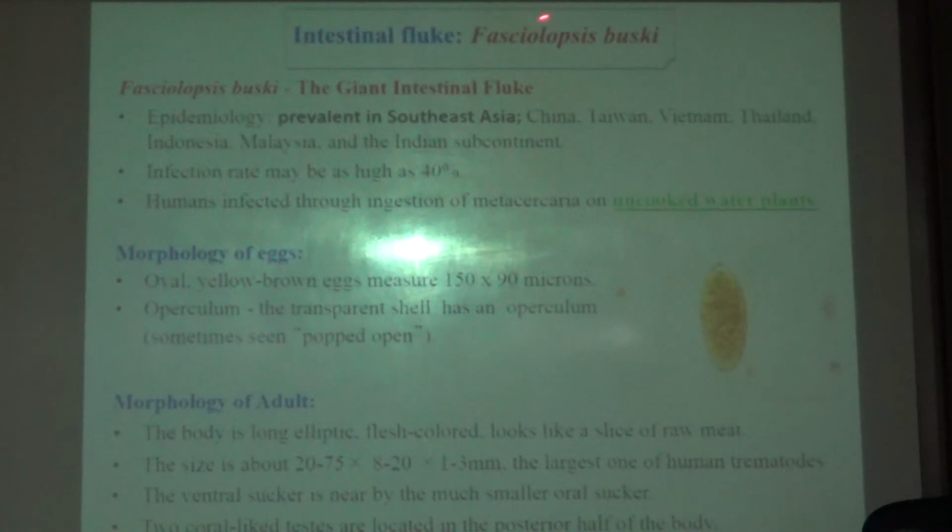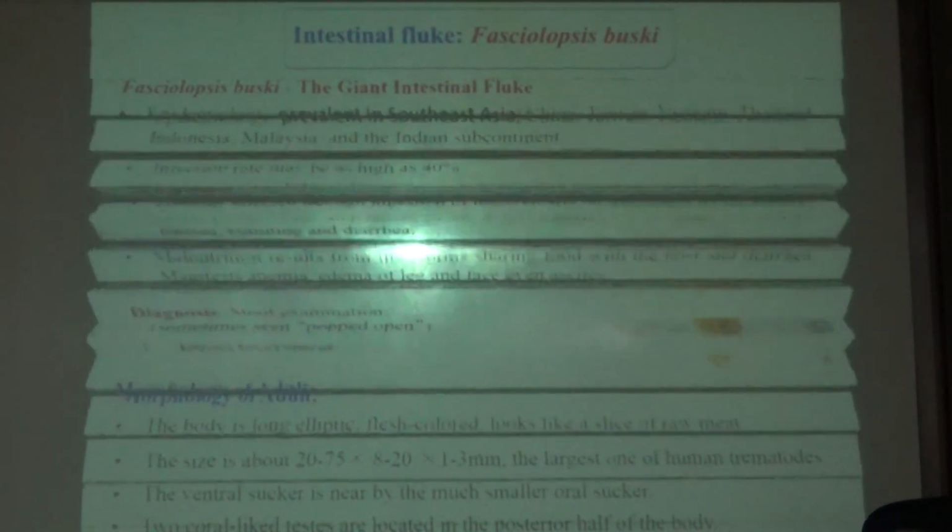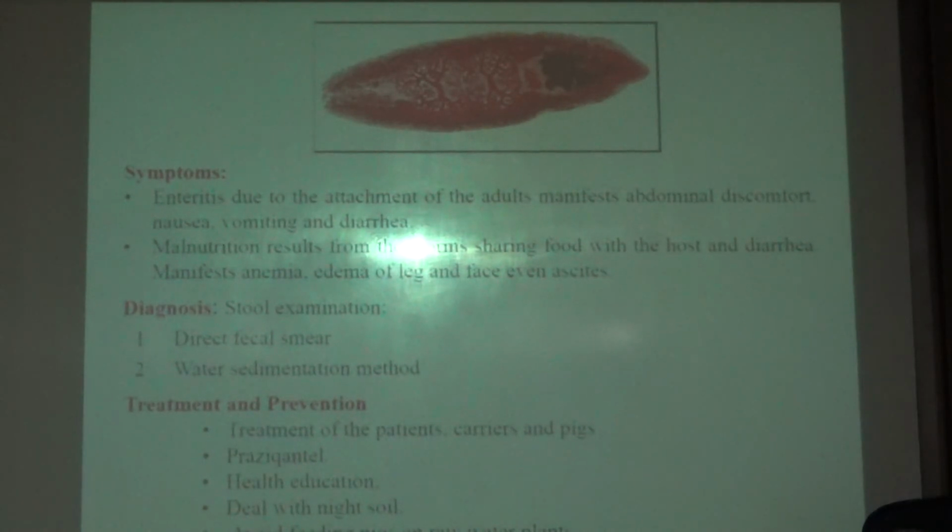The intestinal fluke found in the intestine is Fasciolopsis buski. It can also come through uncooked water plants or through water directly, and metacercaria is the infective stage. This is the egg which we can visualize and is useful for diagnosis. And treatment is praziquantel.